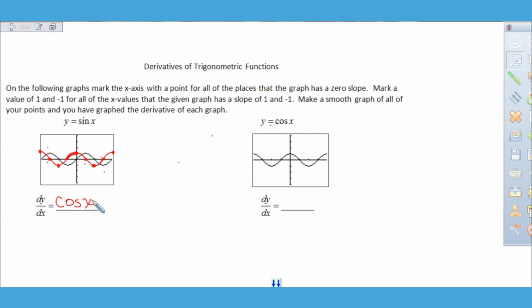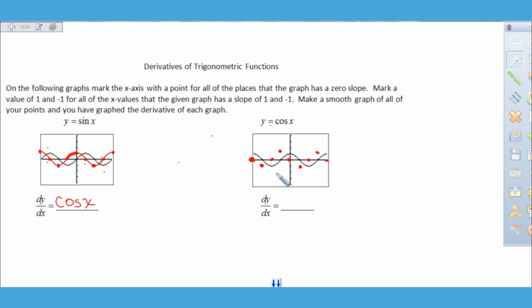All right, so let's see if that works for cosine. I'm going to do the same approach. 0 slope, 0 value. -1 slope, -1 value. Zero slope on this graph means a zero value. Positive 1 slope means a positive 1 value. Zero slope means a zero value. Negative 1 slope means a negative value. Zero slope means a zero value on the derivative. Remember, slope of a tangent line means derivative. Positive 1, here we go, about right there, and goes to 0 again.